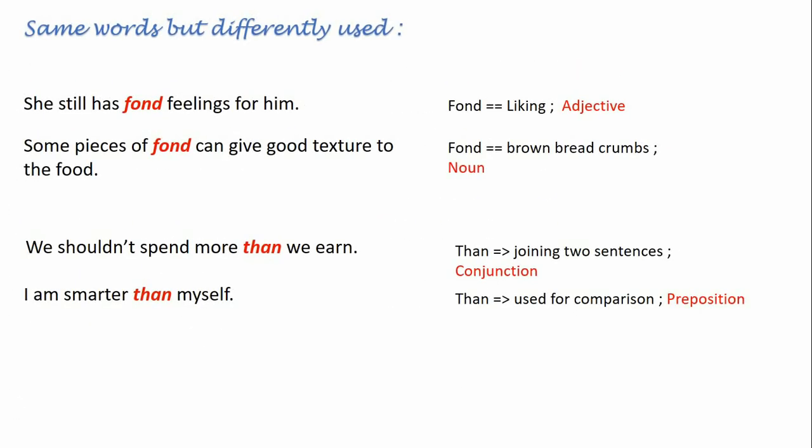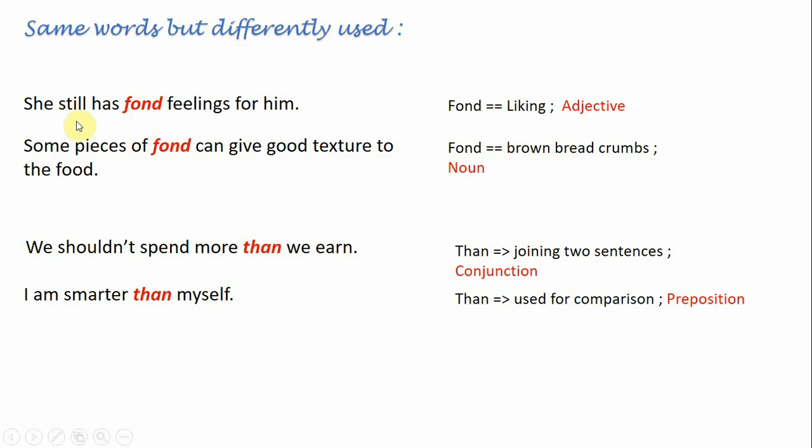Next, some words, same words but differently used. Some words like fond, than, this same word can be used differently in a sentence, giving different meanings, and according to that meaning its part of speech is determined. Many people will give you tricks, but those tricks are limited to beginner's level. When you go up higher, those tricks become useless. But one thing that will help you there is the meaning of the word, what the word is doing, what the function is. I told you before that part of speech is not about knowing the word, it is about how the word is used.